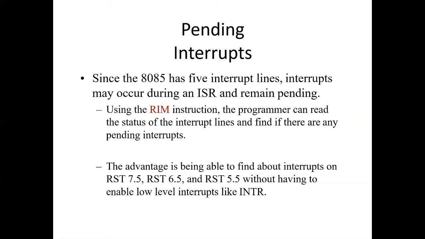Pending interrupts. Since the 8085 has 5 interrupt lines, the interrupts may occur during the ISR and remain pending. Using the RIM instruction, the programmer can read the status of the interrupt lines and find if there are any pending interrupts. The advantage is being able to find out about the interrupts on RST 7.5, RST 6.5 and RST 5.5 without having to enable low-level interrupts like INTR.